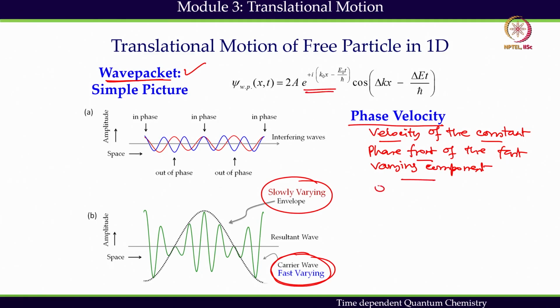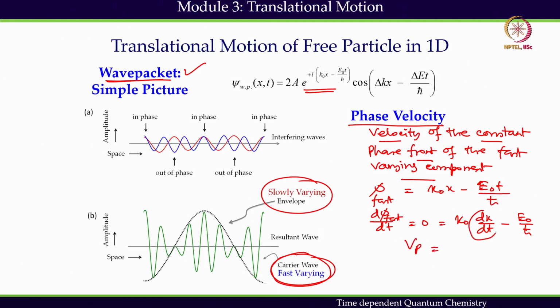So all we need to do is write down this fast varying phase, take the first derivative and make it 0. That's the way we have been doing always. So the first derivative of this fast varying component is going to be 0, which is nothing but k naught dx/dt minus E naught by h cut. I get the phase velocity of the wave packet. This is the phase velocity dx/dt. That is going to be E naught by h cut k naught.